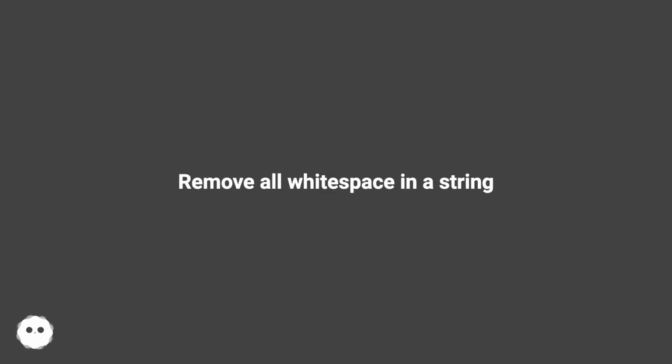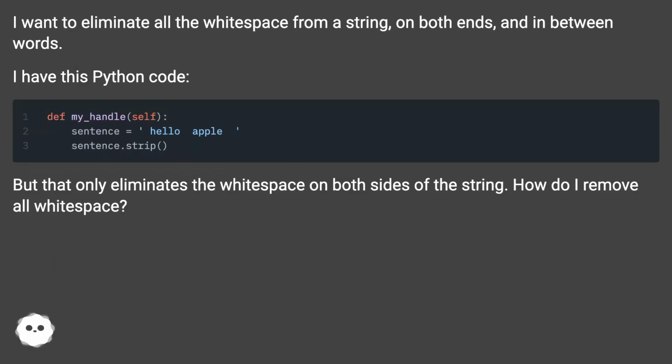Remove all whitespace in a string. I want to eliminate all the whitespace from a string, on both ends, and in between words. I have this Python code, but that only eliminates the whitespace on both sides of the string. How do I remove all whitespace?